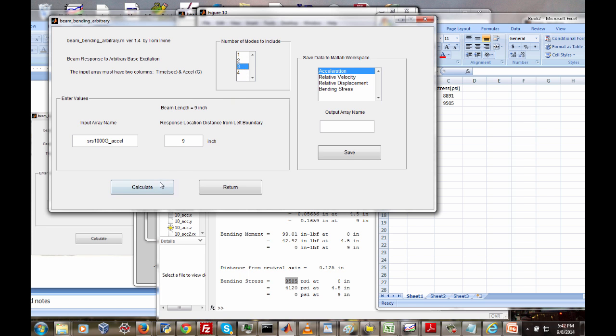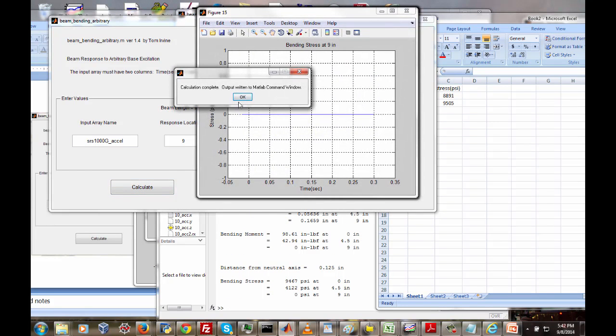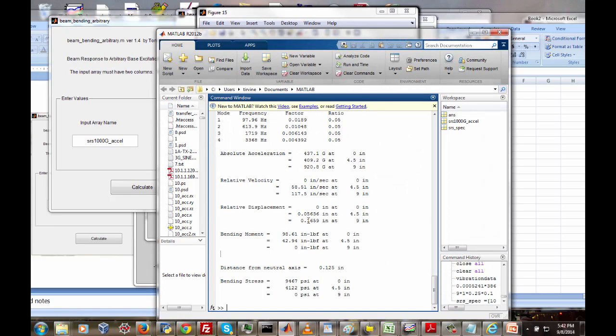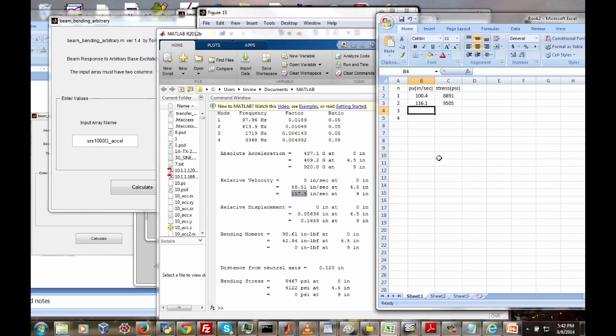And if we include 3 modes, we find that our velocity at the free end is hardly changing from the 2-mode case, and the bending stress is about the same as before. It actually went slightly down, so there could be something going on with phasing, differing phase angles of the modes. So by including all 3 modes, the stress goes down slightly.